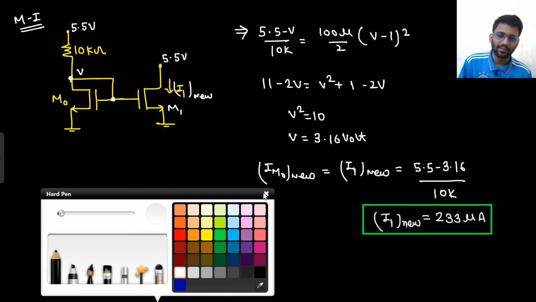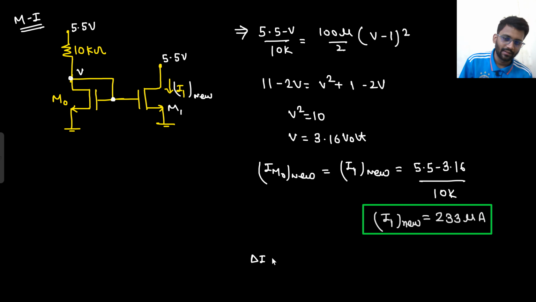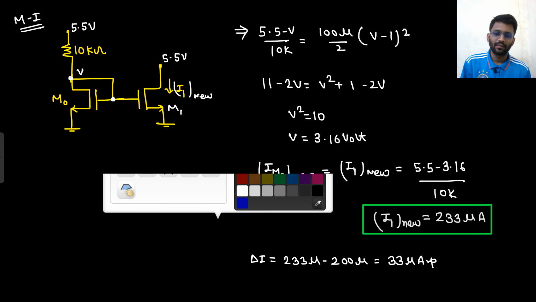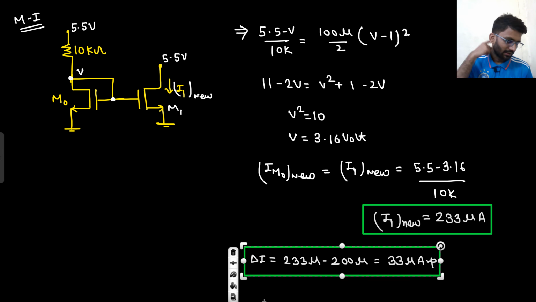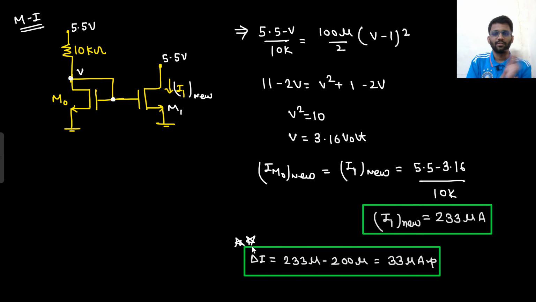So what is the change? What is the delta I? That would be 233 microampere minus 200 microampere, 33 microampere. This is your answer. Well and good. You can calculate it in this manner as well. Let's see method 2.